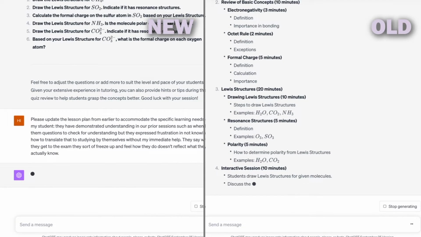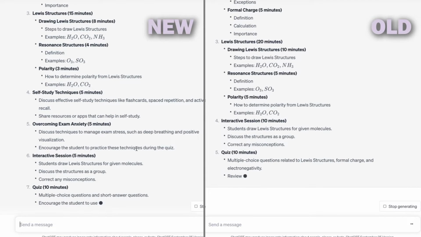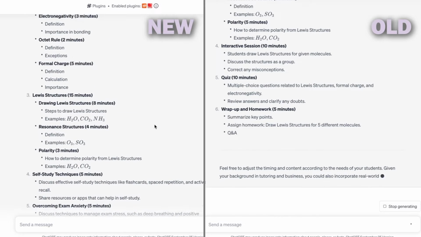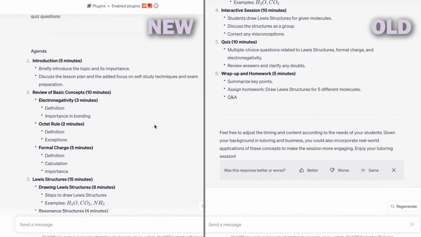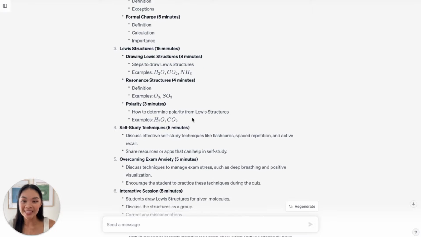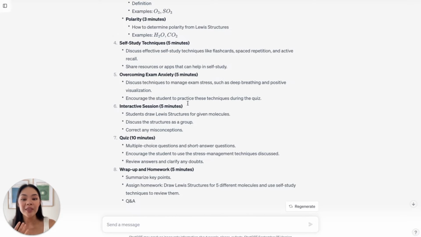So if I send this through, you can see that it's actually updated the lesson plan compared to the one before. And now it's more personalized for your student. So at the beginning, there's this emphasis on added focus on self-study techniques and exam preparation. It's given you space to focus on that for your student. We've got the chemistry itself, but then towards the end, we've got these changes.